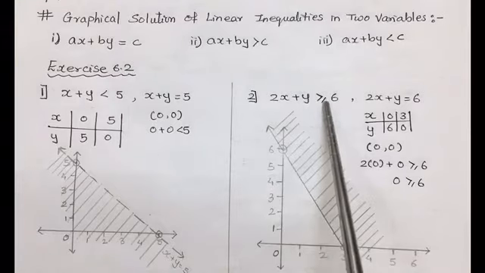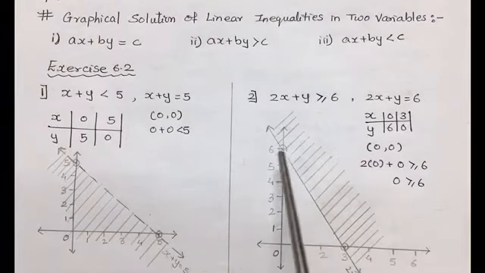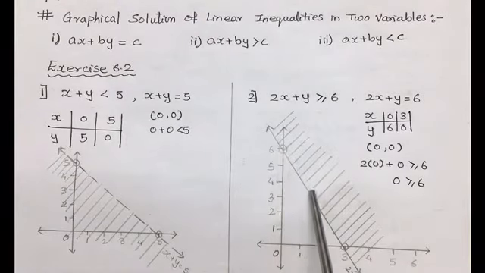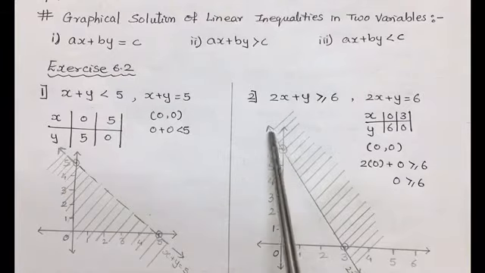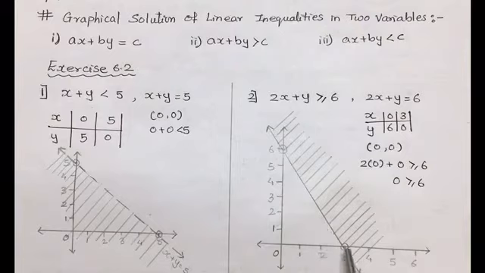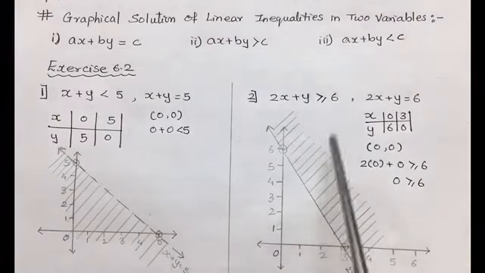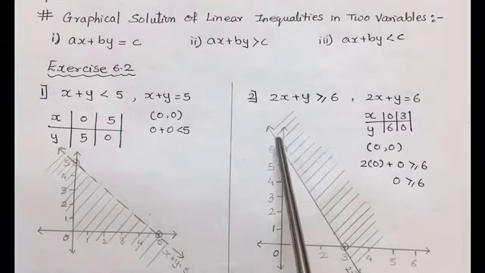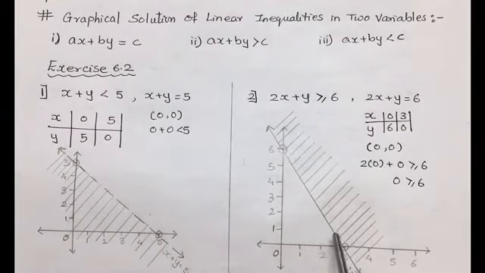Now as the sign of equality is there, we have to draw a dark line. That means we are not going to draw a dotted line, it will be a complete line. What the equality sign indicates is that the points on the line are also the solution. Whereas in a dotted line, the points on the line are not the solutions.